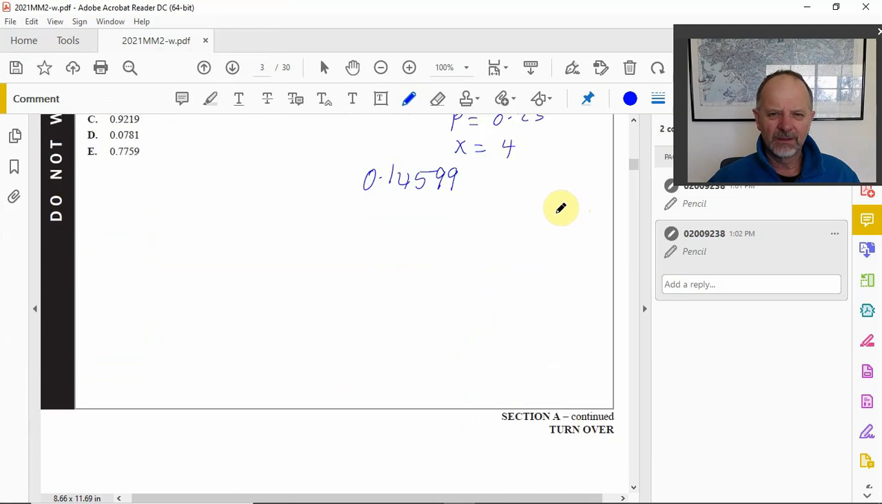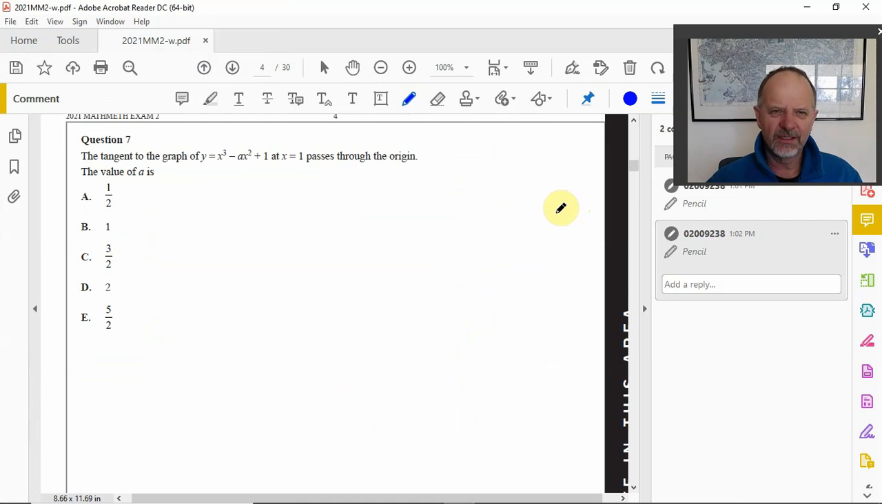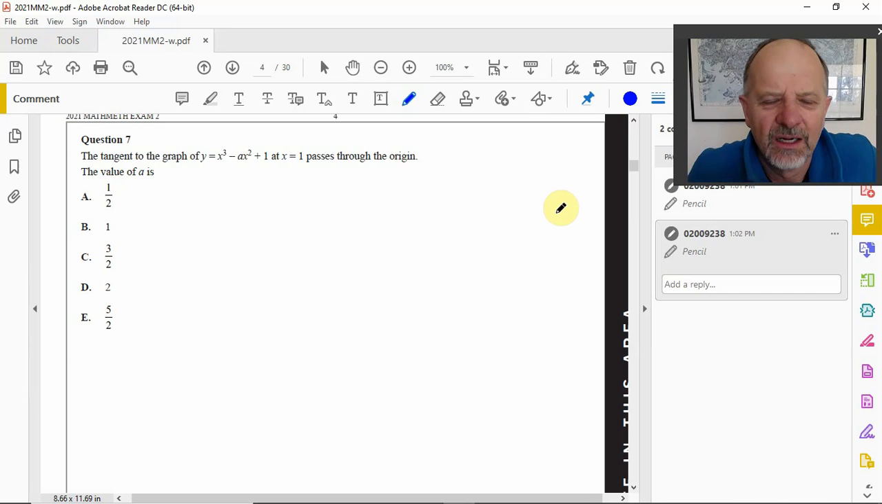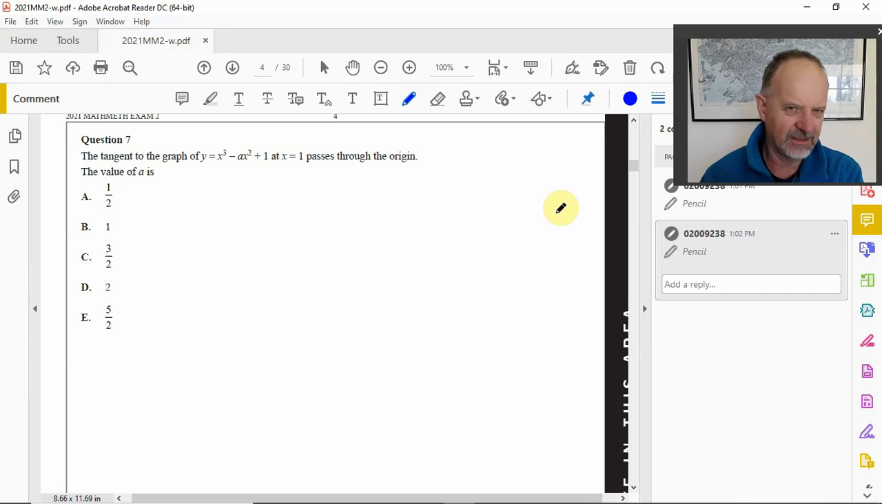All right, question 7. The tangent to a particular graph passes through the origin. The value of a is... All right, so what have we got? What do we know about the tangent? Well, we know that the tangent's got to have a gradient.